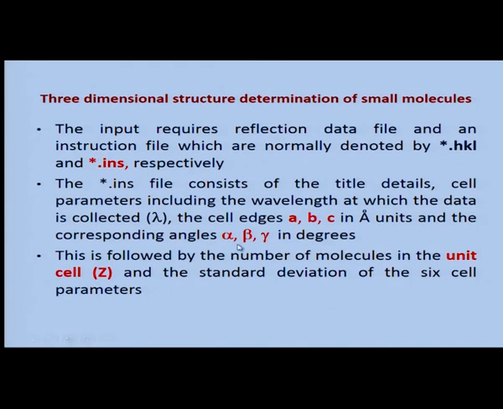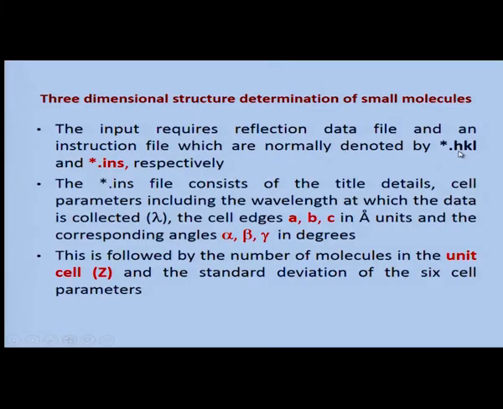Now, let us go to the practical way of determining the 3-dimensional structure of small molecules. Once you have collected data in a diffractometer, you have two files with you. One is, you can give any name, star.hkl. This is known as the Bragg intensities file. We have H K L, intensity, standard deviation. Then another file with the same name, that is called .ins, the instruction file. This instruction file I am going to show you next.